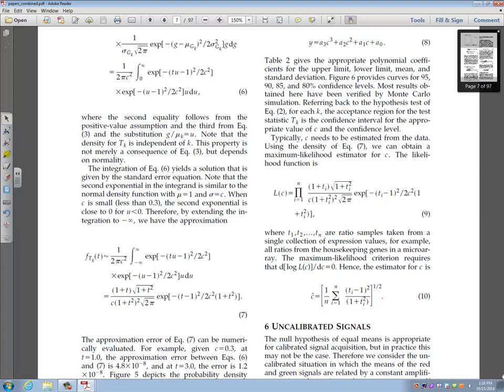We can do maximum likelihood estimation, treating the ratio at each spot like one more independent sample from the same distribution. I can go ahead and calculate the parameter C using maximum likelihood estimation. They go a step further because equation 7 is an approximation to equation 6, and they also calculate the approximation error. It's not too bad.